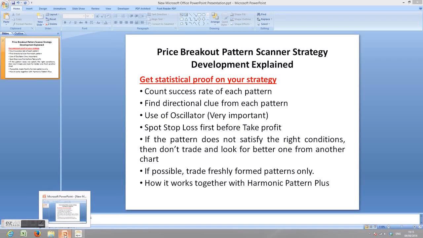Hello everyone, welcome to my another video tutorial. Today I'm going to discuss with you on how to develop your trading strategy with a price breakout pattern scanner.